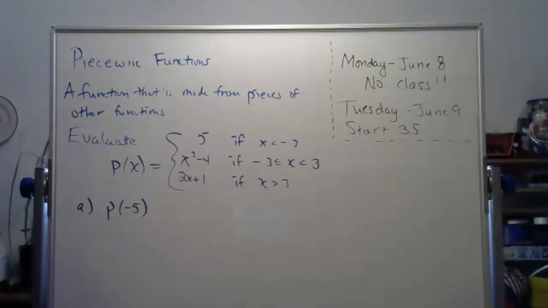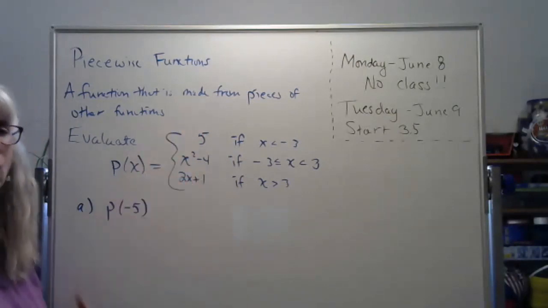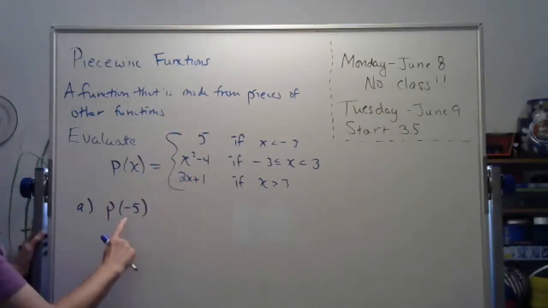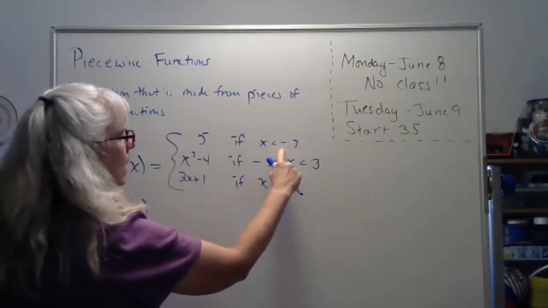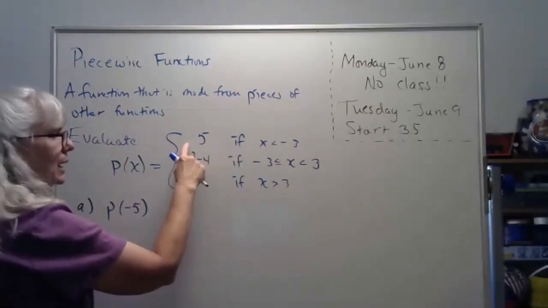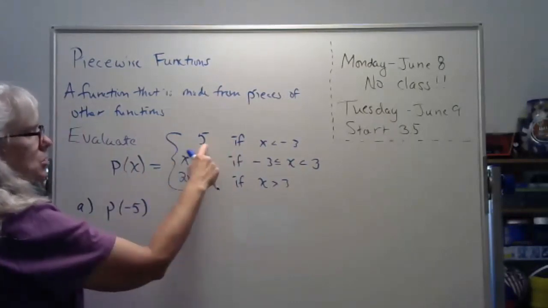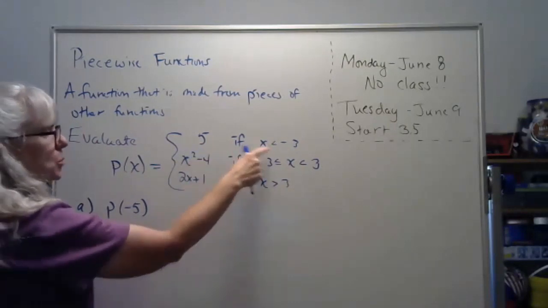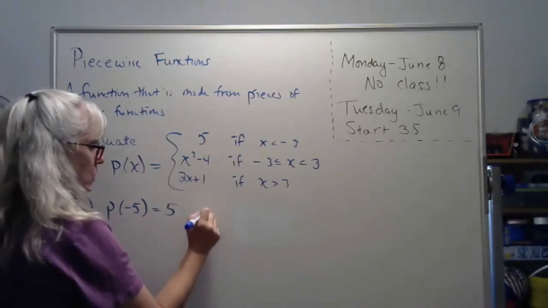So no matter what you do, you're only going to plug this negative 5 into one of these because you can only get one answer back out of it. Because negative 5 is less than negative 3, I'm going to plug it into the first piece. When I plug in the negative 5 as my input, there's no X here. It just means that no matter what you put in, you're going to get a 5 out of it. So the answer is 5, and that's from piece 1.